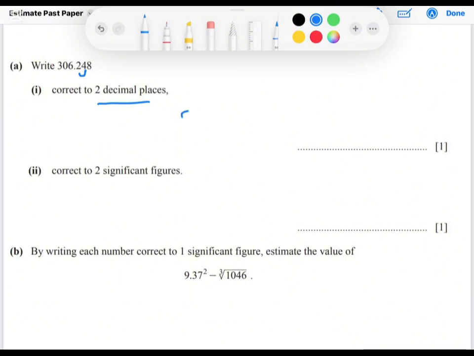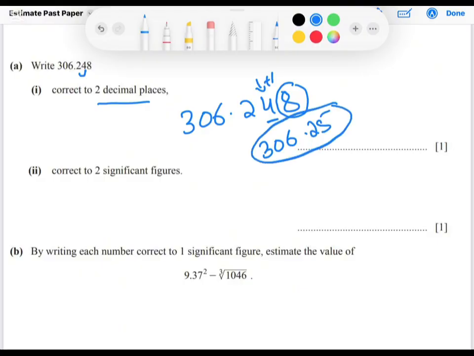Okay, so now 306.248, two decimal places means this is the second decimal place. So after the second decimal place a number is 8. The concept is very similar to what we are doing in significant figures. So after the second decimal place the number I have is 8, that is bigger than 5, so I will add 1. So this will become 306.25. This will be the final answer.